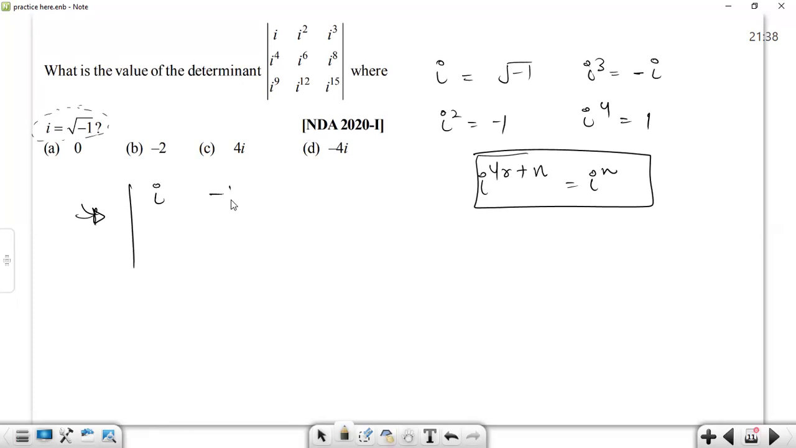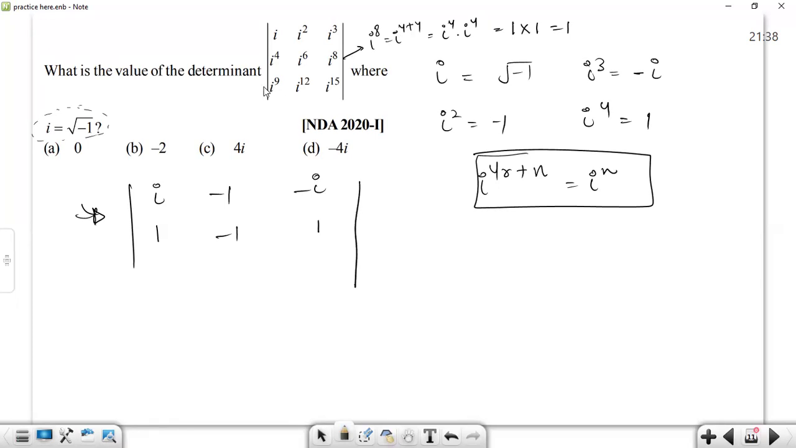determinant, this is iota, this is -1, this is minus of iota. Iota raised to power 4 is 1. Iota raised to power 6 is 4 plus 2, so that is iota square, that is minus 1. Iota raised to power 8 is iota raised to power 4 plus 4. We can write iota raised to power 4 into iota raised to power 4. Iota raised to power 4 is 1, multiplied with 1, that becomes 1. That's why this is 1.